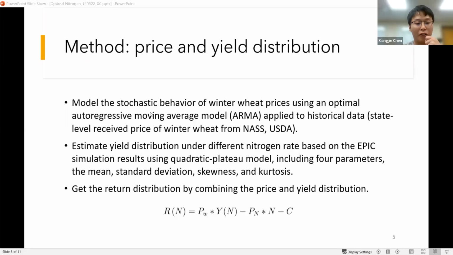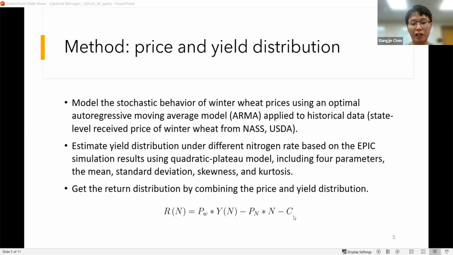Once we have the price distribution and the yield distribution, we can get the return distribution by a simple formula. The return R is equal to the revenue from selling wheat, that is the price of wheat multiplied by the yield of wheat, minus the cost, namely the nitrogen rate N times the price of nitrogen fertilizer. The price of nitrogen fertilizer is fixed in our model because the farmer should already know the price of nitrogen fertilizer when he applies it.